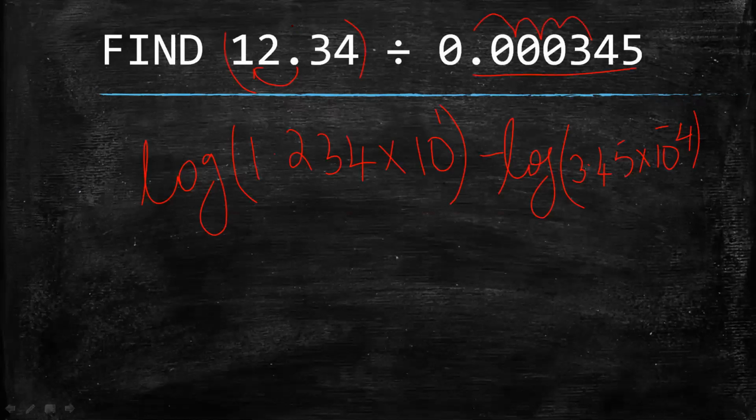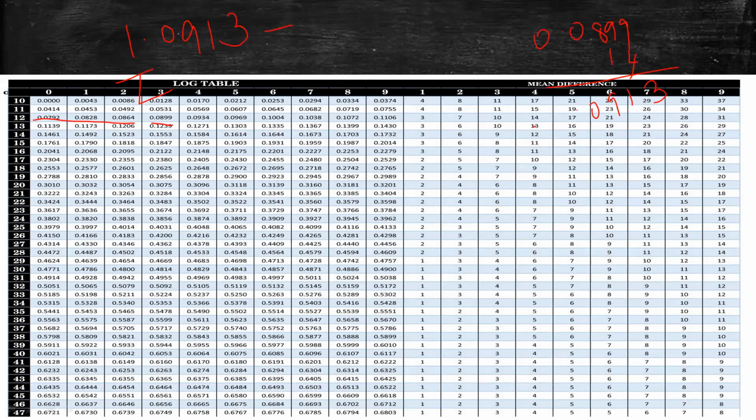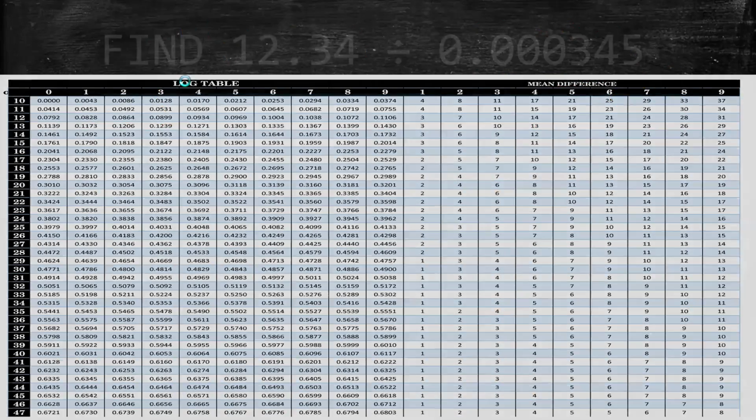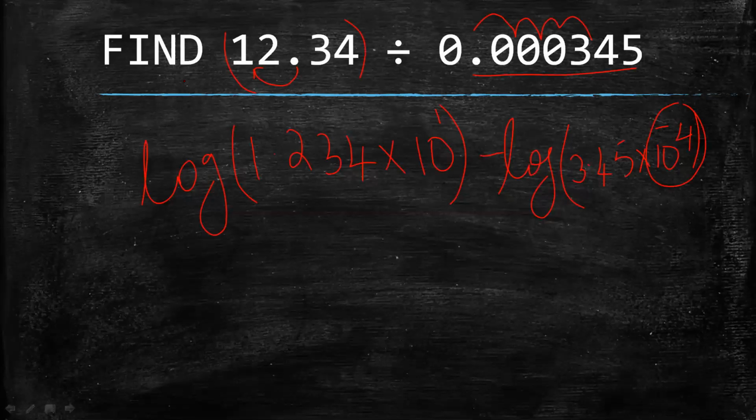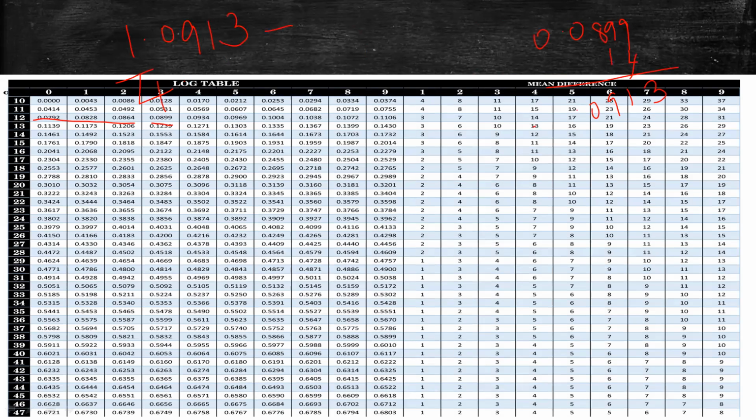Log of the next number will be, see here you have the characteristic -4, right? So I'm writing it as bar 4 point log of 34.5. The fourth digit is not there, which means you can leave. You can take only 34 against 5. Okay. So take 34 and 34, 5 means this number.